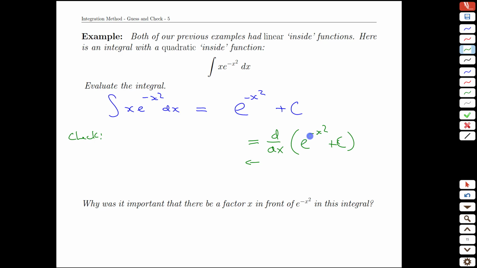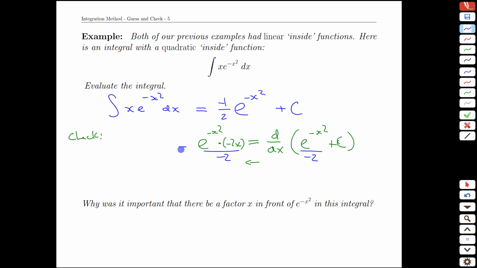The derivative of the exponential is e to the negative x squared, but times the derivative of the inside, which would be negative 2x. And we see, that's actually pretty close to what we want. We have an x, we have an x, we have the exponential, we have the exponential. The only thing extra that popped out was a negative 2. So let's just divide this term by negative 2, or do negative 1/2 of that.